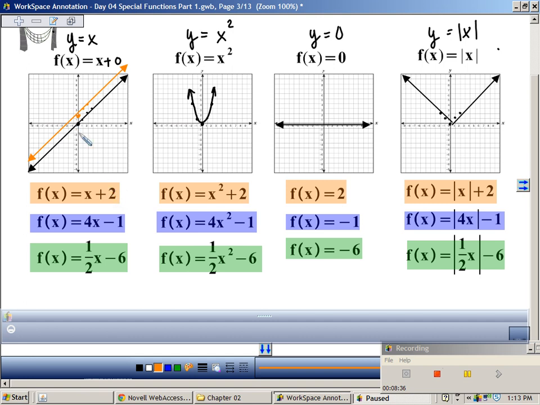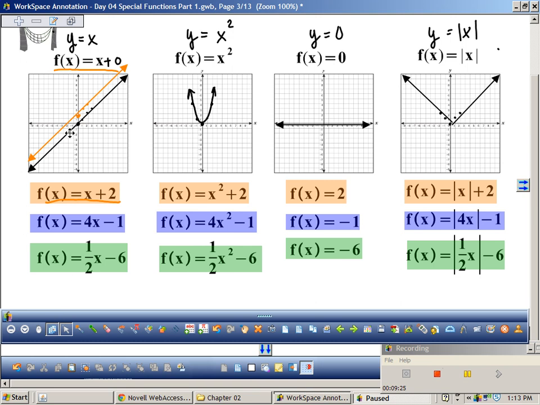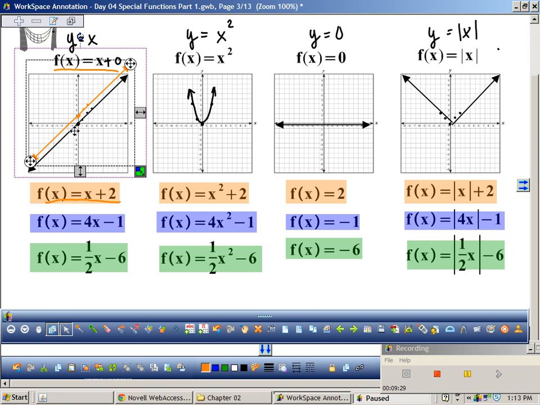We started at 2, right? So I went up 2. And then my slope is 1, right? So I went up 1 over 1, up 1 over 1, up 1 over 1. And since my slope is the same as this one, I know that these two lines are parallel. So I'm trying to show you that the only thing that changes between this right here and this right here is a shift up 2. You see that? They are the same, only it's shifted up 2.